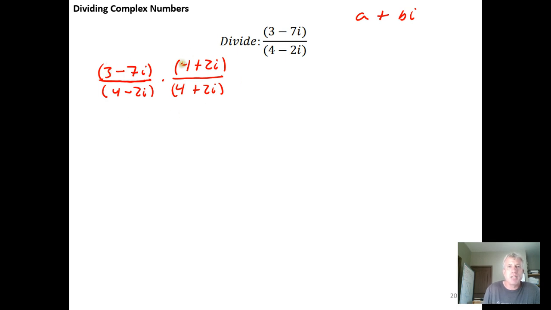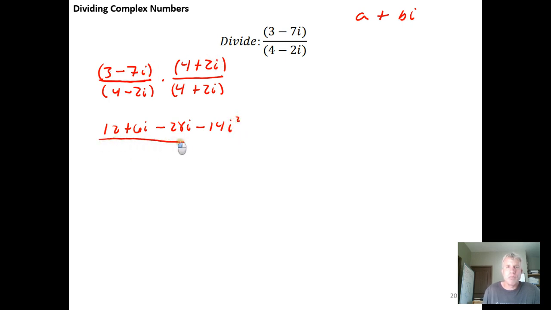I get 3 times 4 is 12. Distributive property, 3 times 2i is 6i. And so I've multiplied 3 times everything over here. Now I'm going to multiply minus 7i times everything in here. So I get minus 7i times 4 is minus 28i. And minus 7i times 2i is minus 14 from the minus 7 times 2. And then i times i is just i squared.